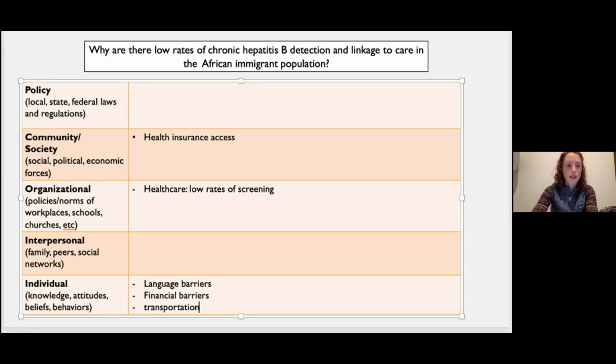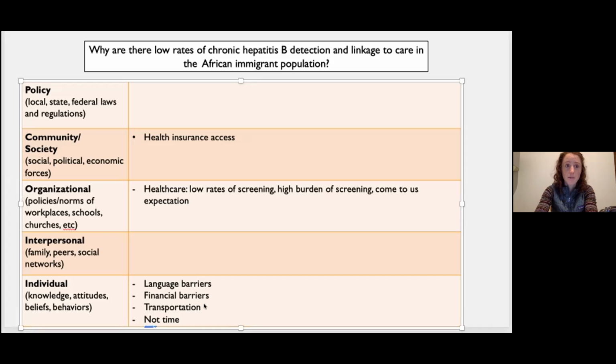Mistrust of systems and doctors. Yeah, and I think my friend Anna always, whenever I say mistrust, always asks, but what have we done to not be trustworthy for these populations? Generally just not having time to go to the doctor. Yeah. And I think in this high burden of screening and the come-to-us expectation, yeah, not having time. Not having time to come during work hours, which is the only time we allow people to come.